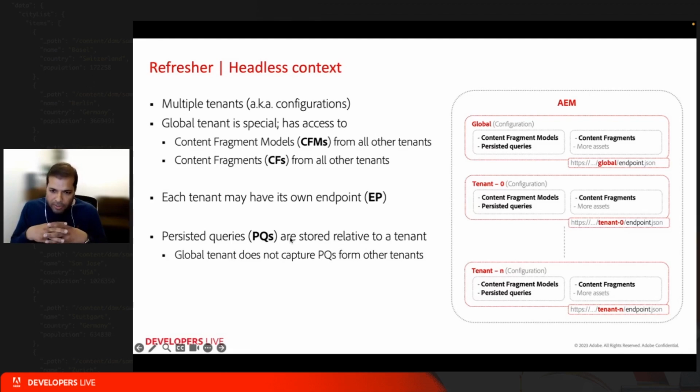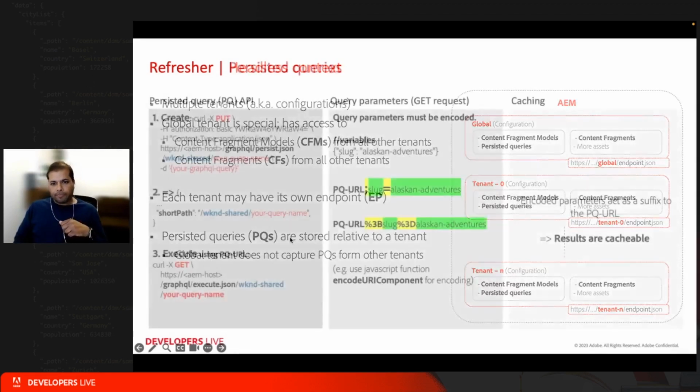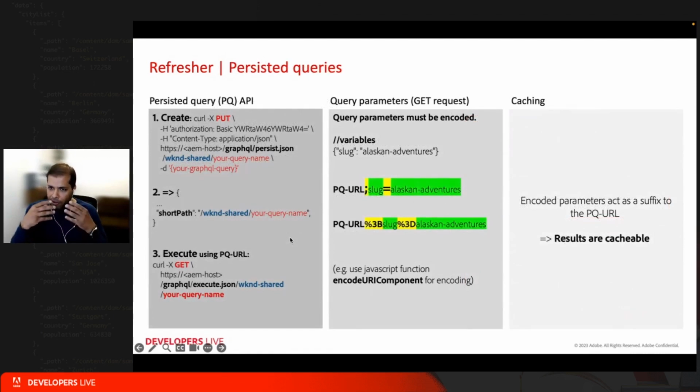Now, talking about persisted queries, let's quickly look at what they are. Persisted queries are GraphQL queries that are created via PUT request but executed via HTTP GET instead of POST, and their results are cacheable. The persisted query API has 3 simple steps. You can create a persisted query, note the short path, and then execute it to get the JSON result.